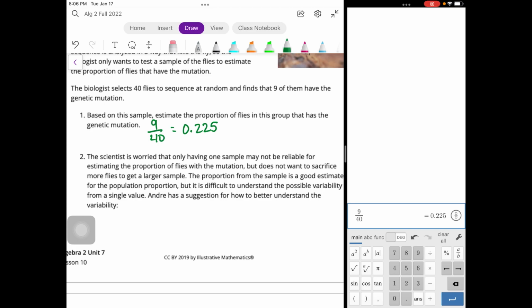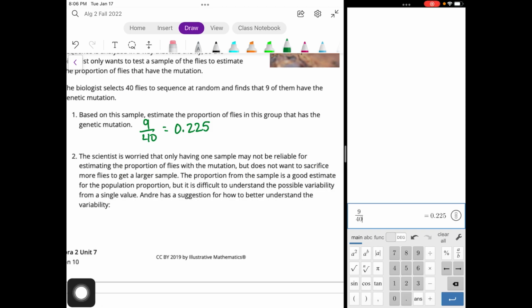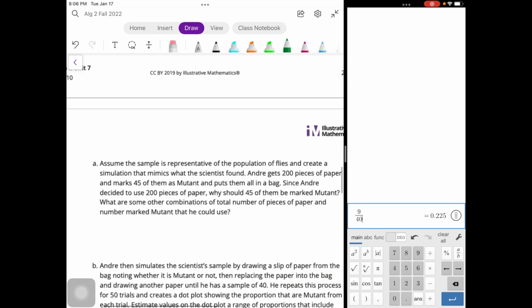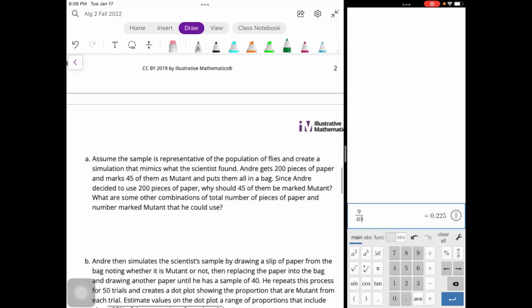All right, the scientist is worried that only having one sample may not be reliable for estimating the proportion of flies with the mutation, but does not want to sacrifice more flies to get a larger sample. The proportion from the sample is a good estimate for the population proportion, but it is difficult to understand the possible variability from a single value. So Andre has a suggestion for how to better understand the variability. Assume the sample is representative of the population of flies and create a simulation that mimics what the scientist found. Andre gets 200 pieces of paper and marks 45 of them as mutant, and puts them all in a bag.